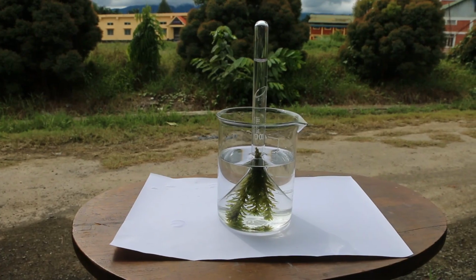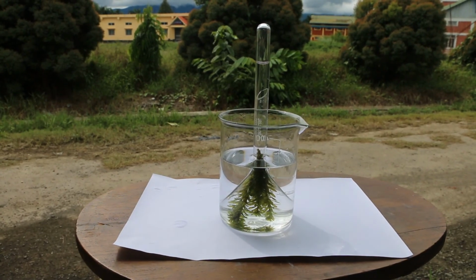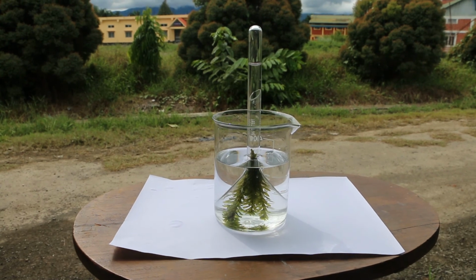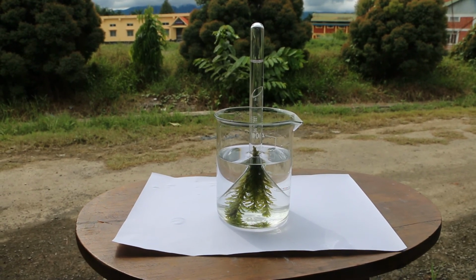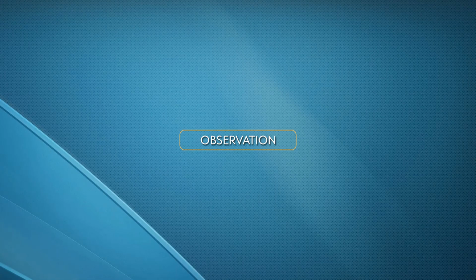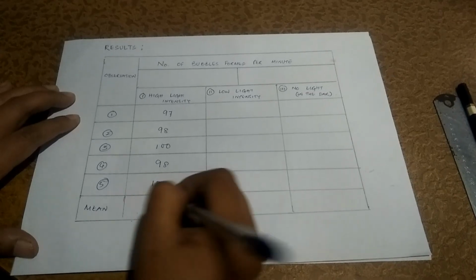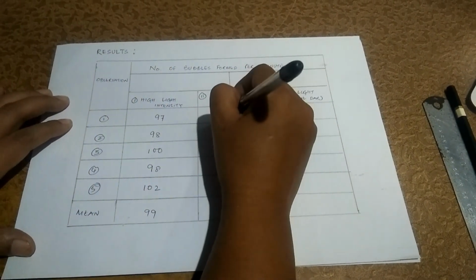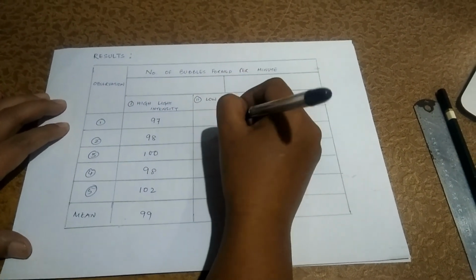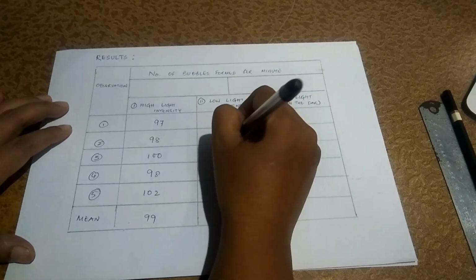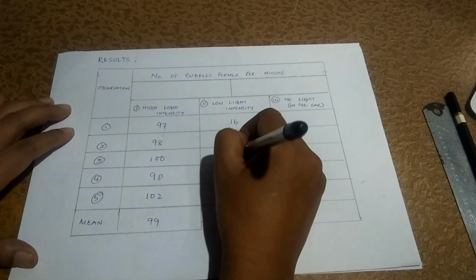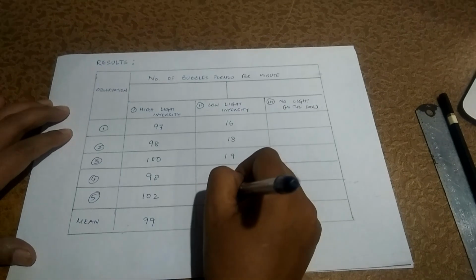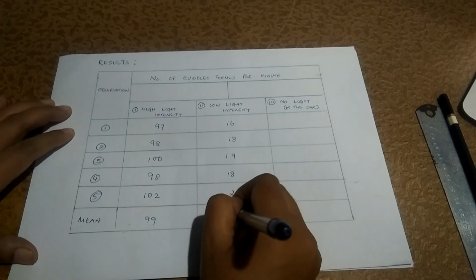After letting the setup settle for 15 to 20 minutes, we start counting the number of air bubbles evolved from the cut ends of the plants per minute in each setup and record them on a table. Observation. Thus, we can make observations of oxygen evolution per minute during photosynthesis by each setup and record them on a table. The table shows the data collected upon subjecting the three setups to different light intensities.